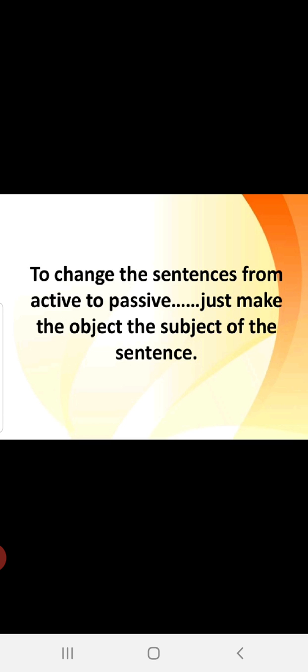Now, let us see the pattern of how to change. These were general examples given to you to see how the subject and object, meaning the doer and the receiver, will go. Now we will see the method of changing from active to passive. To change the sentence from active to passive, just make the object the subject of the sentence. As I told you, the doer will go to the end of the sentence and the receiver will become the subject.